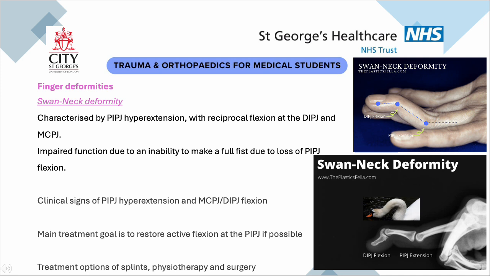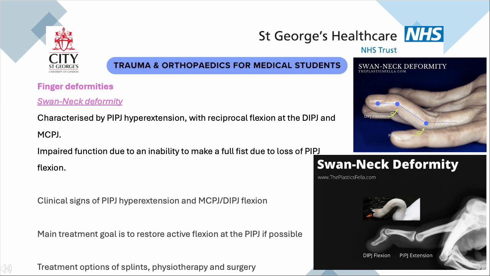Now look at a couple of deformities of the fingers. The first one is this swan neck deformity, characterized by proximal interphalangeal joint hyperextension and then flexion of the distal and the middle interphalangeal joints. And then they have impaired function because they can't really make a full fist.